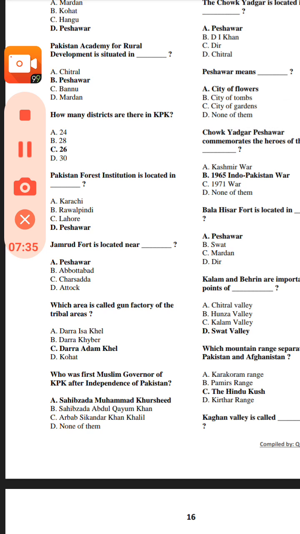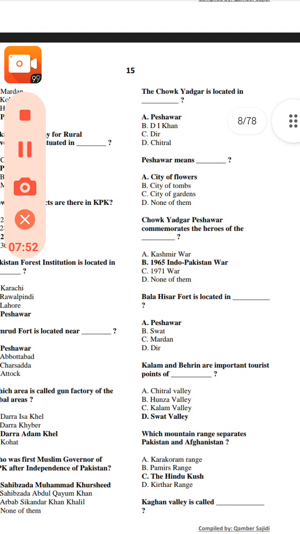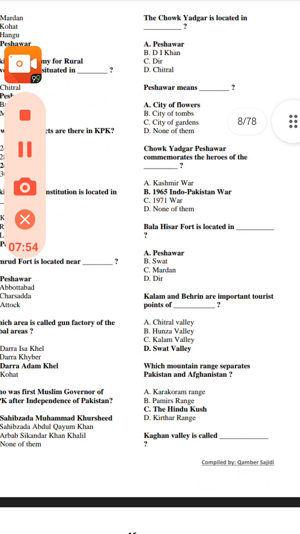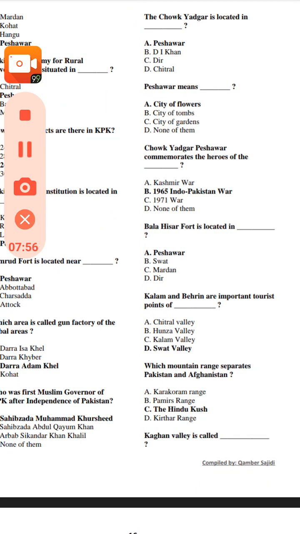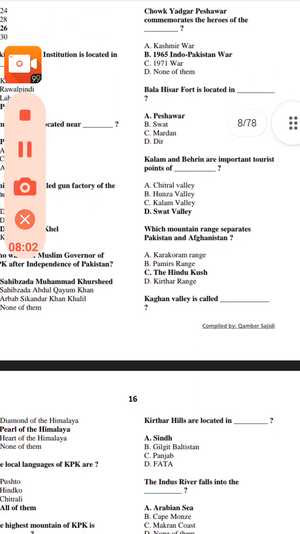Which area is called the gun factory of the tribal area? Darra Adam Khel. Who was the first Muslim governor of KPK after the independence of Pakistan? Sahibzada Muhammad Khurshid. Chowk Yadgar is located in Peshawar, the City of Flowers. Chowk Yadgar, Peshawar, commemorates the heroes of the 1965 Indo-Pak War. Bala Hisar Fort is located in Peshawar.